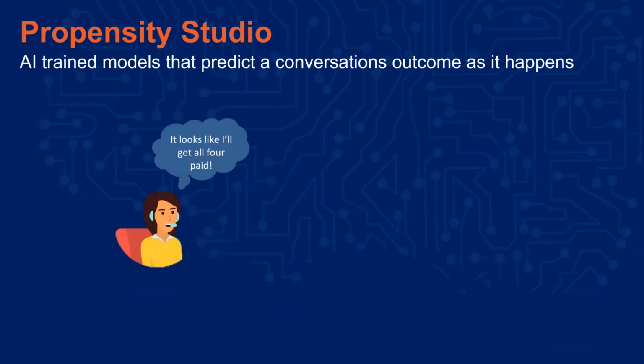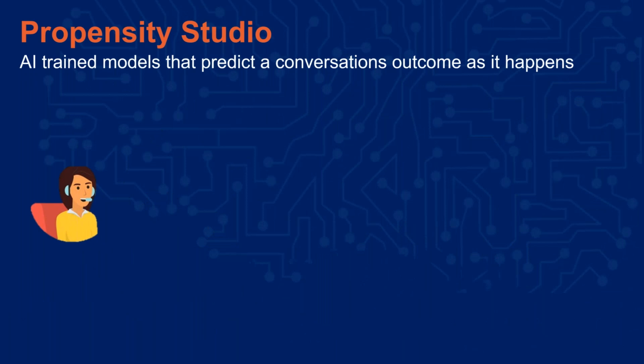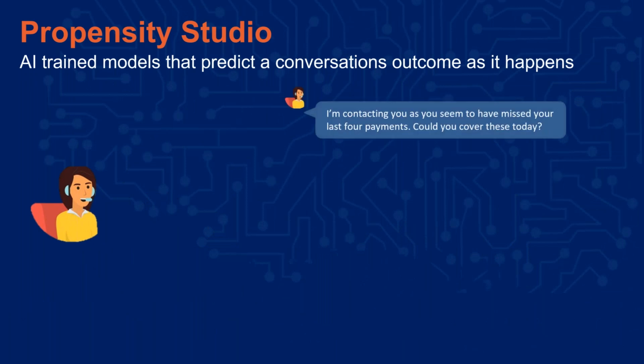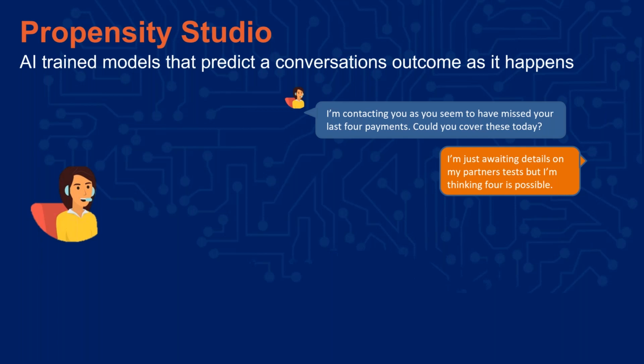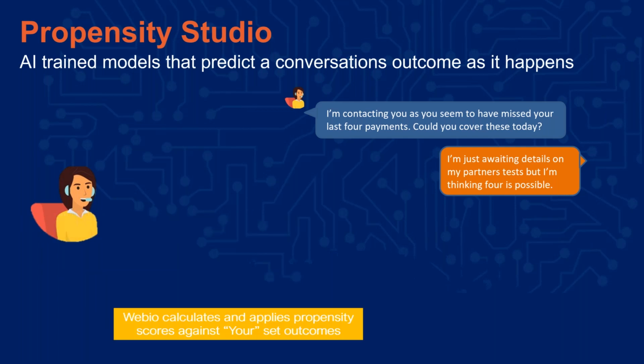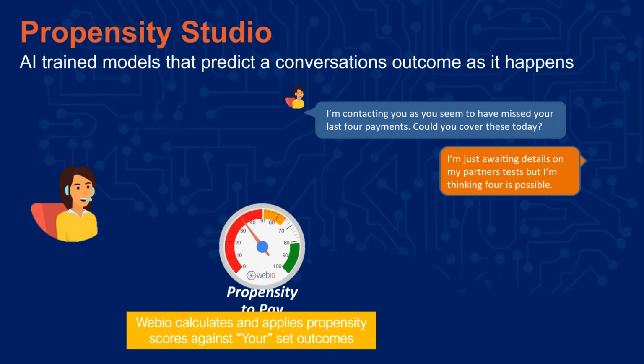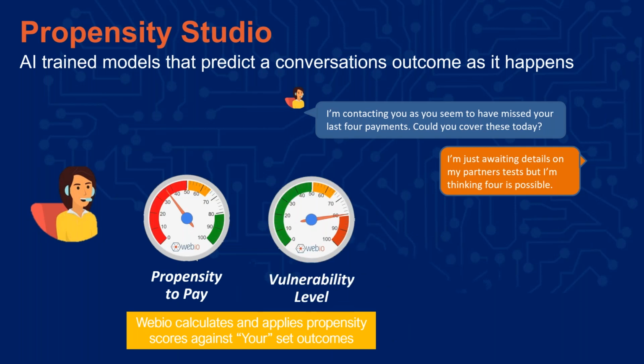So now that conversation will look very slightly different. The agent again has gone out with the same message. Yeah, you missed your 4 payments. Can you pay them? The customer has said the same thing. But now the propensity engine is starting to guide that conversation, and it's telling that agent that actually there's a sort of a low probability of payment here. But the vulnerability level is also looking fairly high.